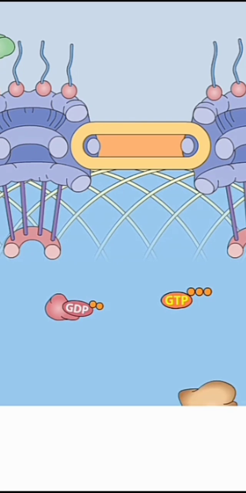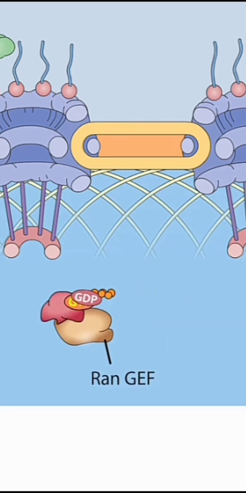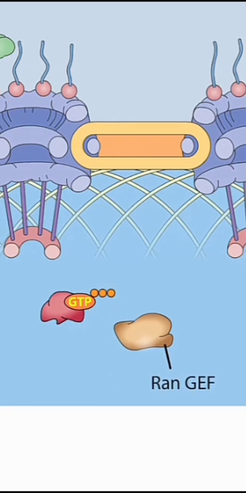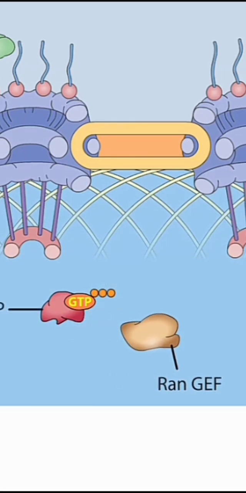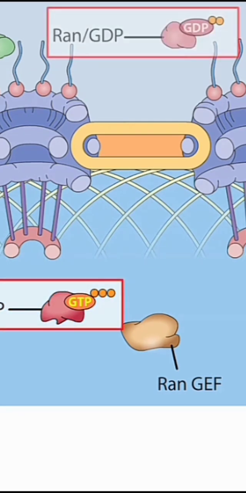In the nucleus, another protein called RAN-GEF, for guanine nucleotide exchange factor, stimulates RAN-GDP to release its GDP and pick up GTP. In this form, RAN-GTP can disrupt the binding of importin and its cargo, triggering the release of the cargo in the nucleus. By the actions of RAN-GEF, found only in the nucleus, and RAN-GAP, found only in the cytoplasm, a steep gradient of RAN-GTP and RAN-GDP is maintained across the nuclear membrane, with RAN-GTP inside the nucleus and RAN-GDP in the cytoplasm.